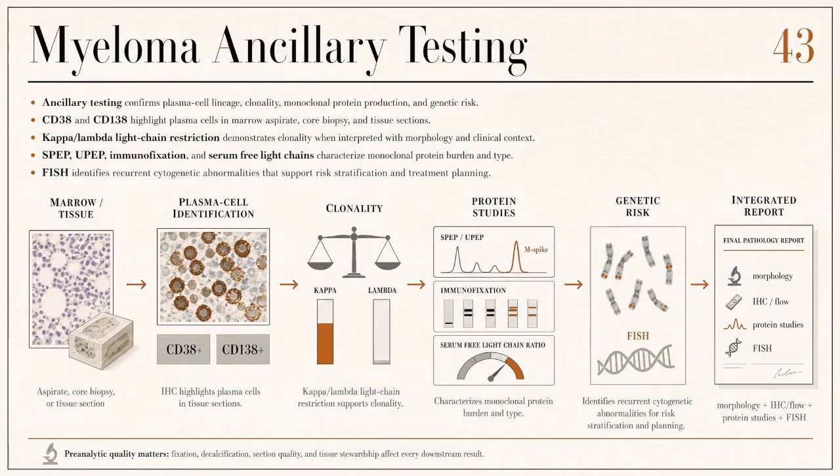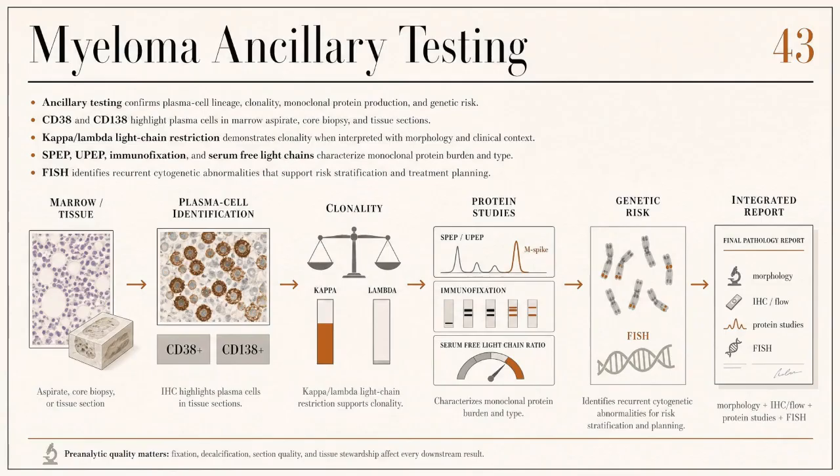Protein electrophoresis, including serum and urine protein electrophoresis, SPEP and UPEP, complements immunophenotyping by detecting monoclonal immunoglobulins, often referred to as M proteins or paraproteins. These proteins represent the secreted products of clonal plasma cells and serve as biomarkers for disease presence and burden.